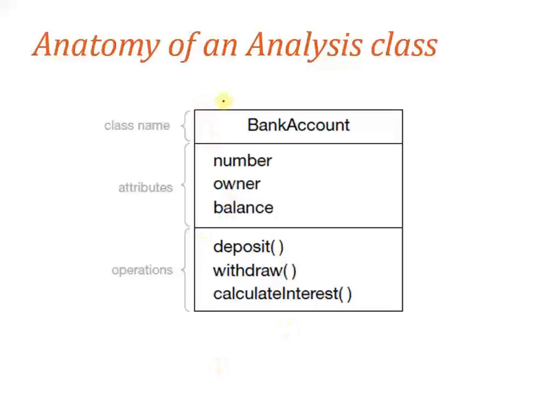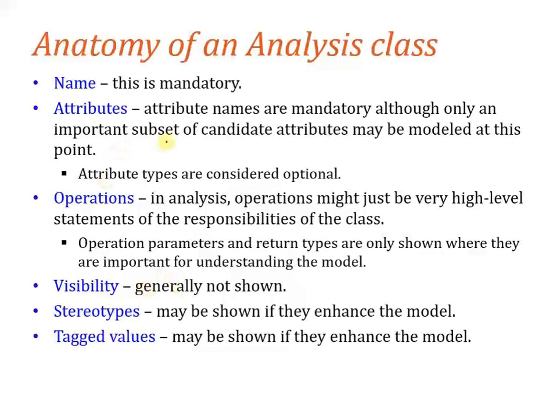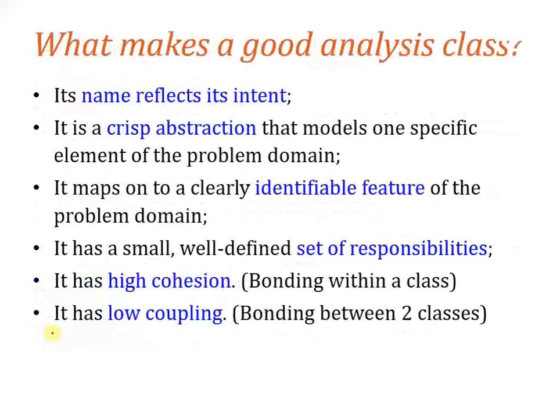It is represented by a rectangle icon with three compartments in it. The first compartment holds the class name, the second a set of attributes, and the third a set of operations. The name of the class is mandatory. Optionally, we can have attributes and operations, but at least the name should be present whenever you represent an analysis class in a diagram. Apart from this, we have visibility, stereotypes, and tagged values. The meaning of all these we discussed in the previous video session.